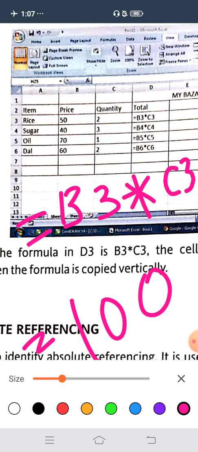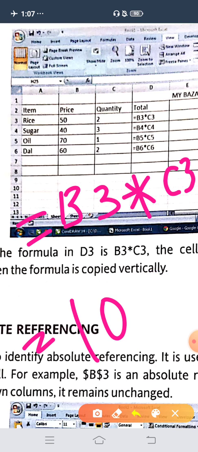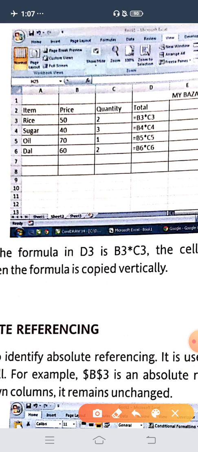Now we have applied the formula in one cell. Once we have applied it, how will we copy it? You have to place the cursor here in the corner. When you place the cursor here, a sign like this will appear on your screen. When this sign appears, drag it with the left click of the mouse, up to here. When you drag, the values will be calculated automatically.